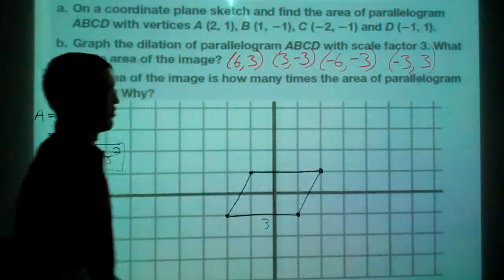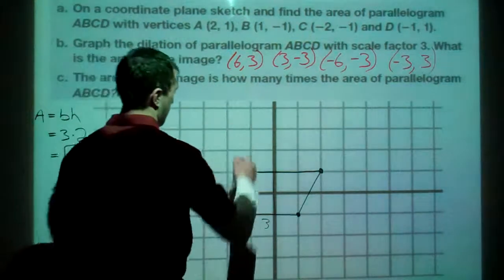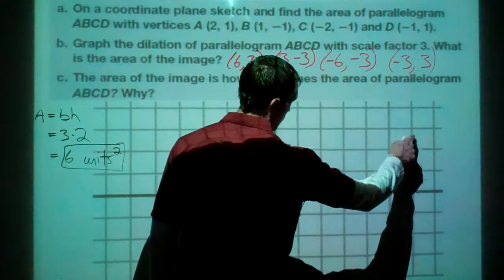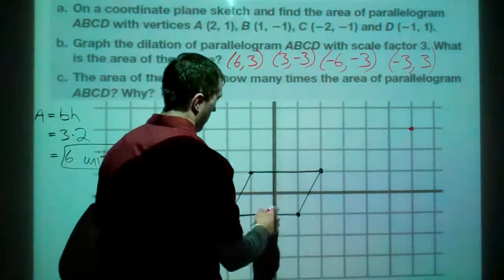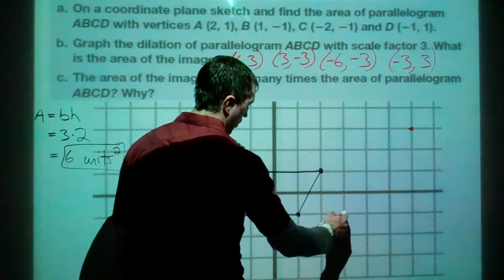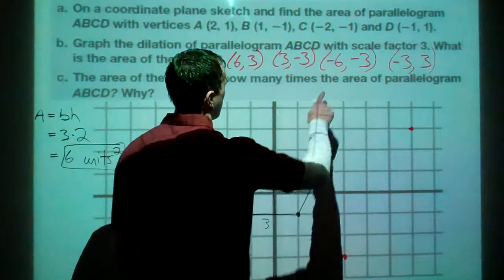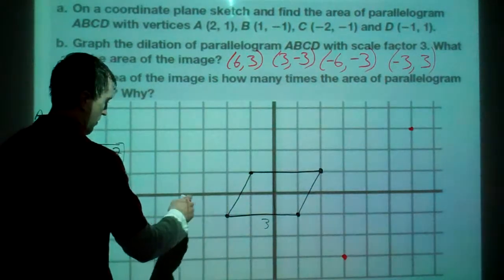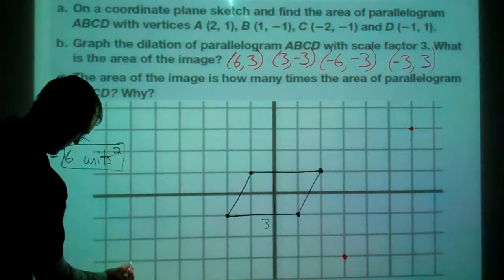So we're going to graph those points now. And we should get a parallelogram, but a bigger one. So that is over 6, up 3. 1, 2, 3, 4, 5, 6. 1, 2, 3. We have a point there. This is over 3, down 3. 1, 2, 3. 1, 2, 3. Negative 6, negative 3. That's back 6. 1, 2, 3, 4, 5, 6. Down 3. 1, 2, 3.